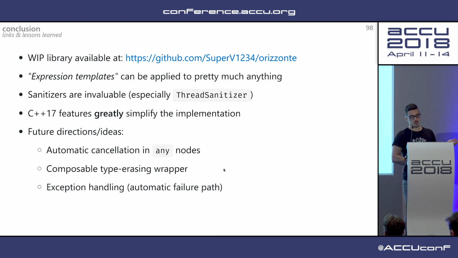And a composable type erasing wrapper, because maybe you want to have part of the shape of the graph at compile time, then you type erase the whole thing, and then you move that around. That would be useful if you don't know how to compose multiple pieces of the graph, but those pieces themselves have a shape that's not known at compile time. And then maybe look into exception handling and basically providing an automatic failure path. That could just be a variant of value and an exception hidden behind an interface so that the user doesn't have to care.